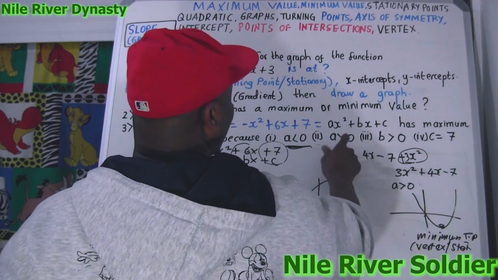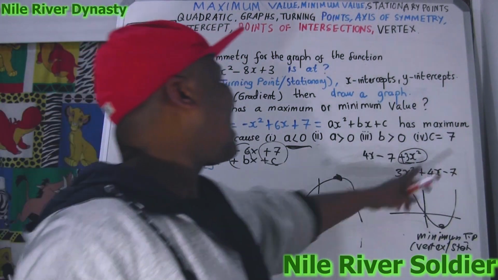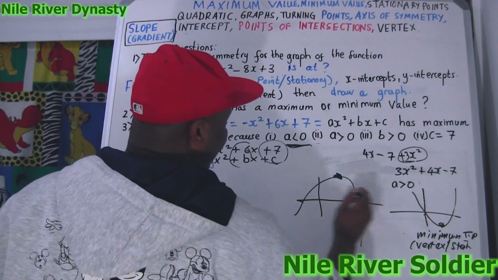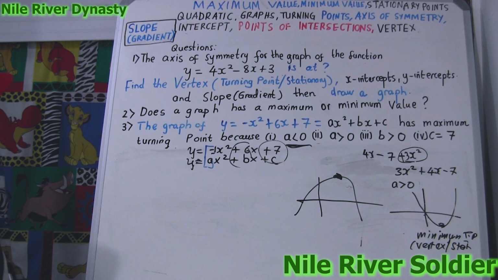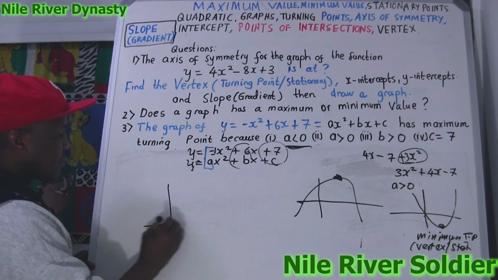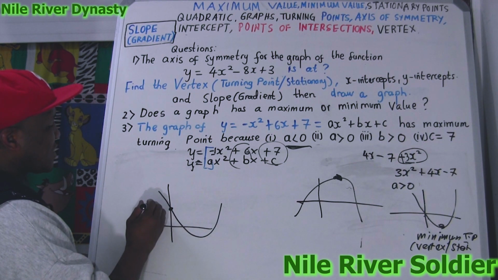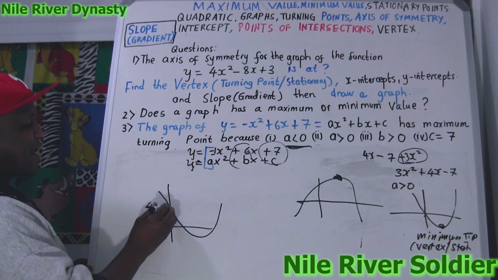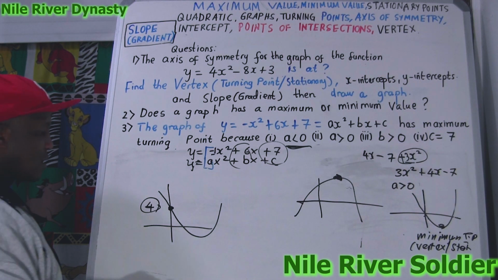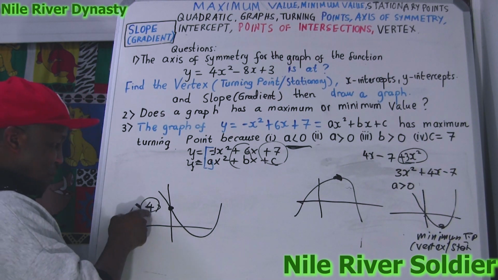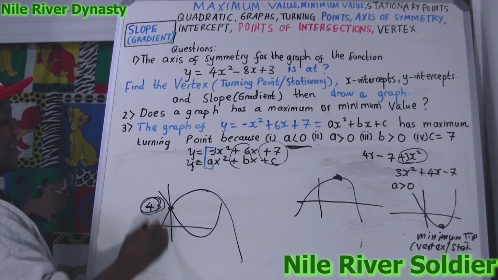What about this one? No, this one is not true because A is not greater than 0. B does not determine anything. C has nothing to do with it, because somebody can have a graph like this. For example, this is C, let's say positive 4. The Y-intercept C does not determine whether something is a maximum or minimum, because it could be the same number but the graph can be like this. So this does not determine either maximum or minimum.